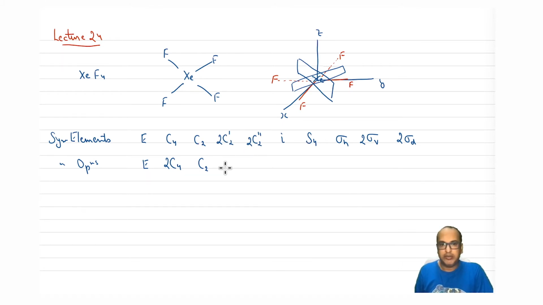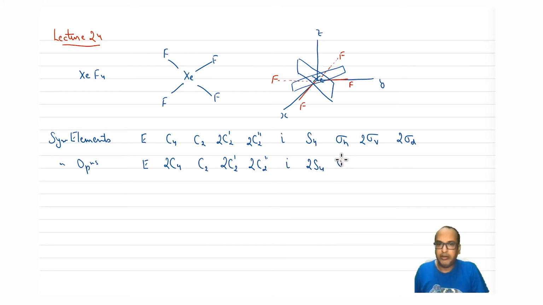Okay, so C2 prime and C2 double prime will be generating a similar number of operations. i generates only one operation. S4 will generate how many operations now? So S4 will generate two operations, right?